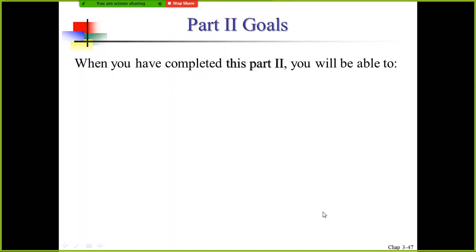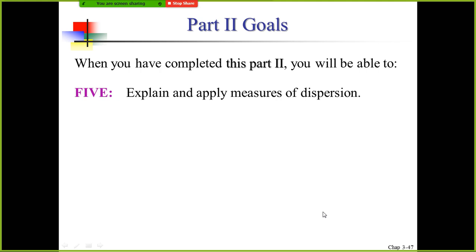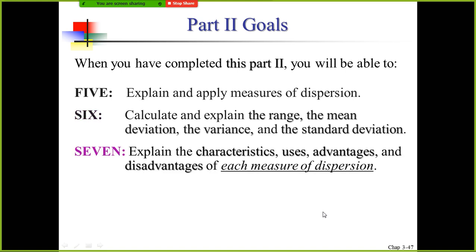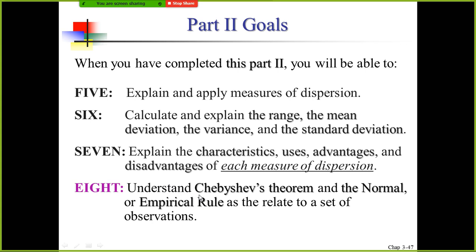Okay, so these are the goals or objectives of part 2. When you have completed part 2, you will be able to explain and apply the measures of dispersion; explain the range, mean deviation, variance, and standard deviation; explain characteristics, uses, advantages or disadvantages of each measure of dispersion; and understand Chebyshev's theorem and the normal or empirical rule as they relate to a set of observations.